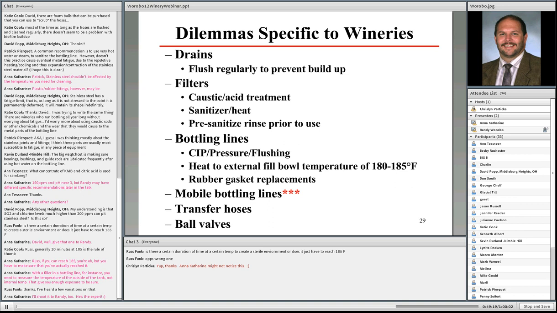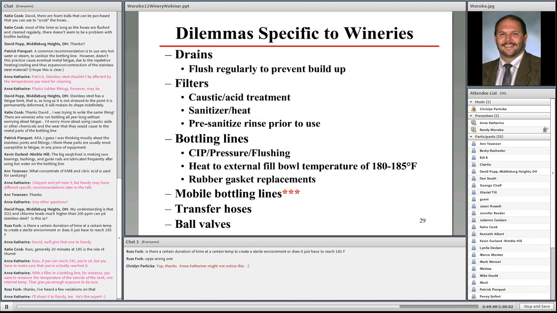Rubber gaskets on filler heads, the plastic actually wears out with time, especially if you're using ozone to flush your system. It eats up the rubber, and as soon as you get cracks and crevices, it provides an entry point for microorganisms to get into your finished product. Mobile bottling lines, you want to make sure that they have a good sanitizing and cleaning regime in place before you put your finished wine through.